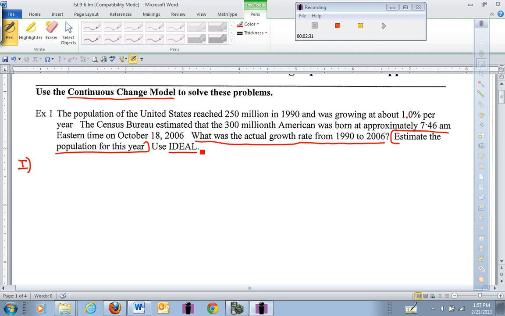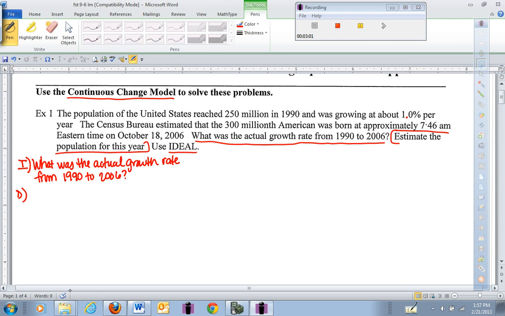So the first thing I need to know, and we're going to write this in the form of a question so that we can answer that question. We want to know what was the actual growth rate from 1990 to 2006. Okay, that's what we want to know.